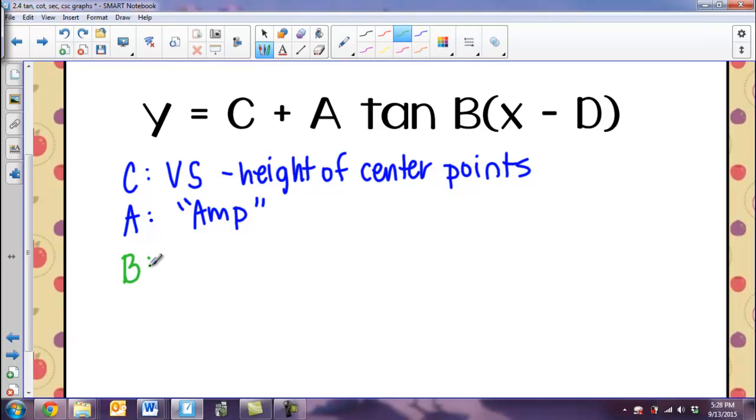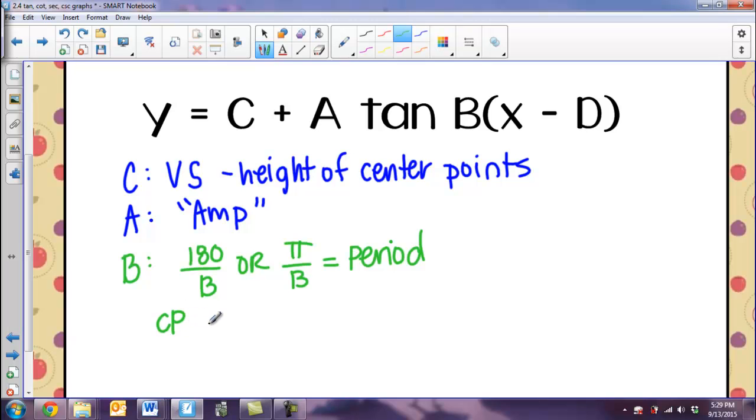B, how you find your period, is going to be, instead of 360 for this one, 180 divided by B, or just regular pi divided by B to give you your period. Okay, and to find those critical points, you're still going to take your period divided by 4, but this includes asymptotes. So it's not just high, low points or middle points. It's also asymptotes that are in your critical points.